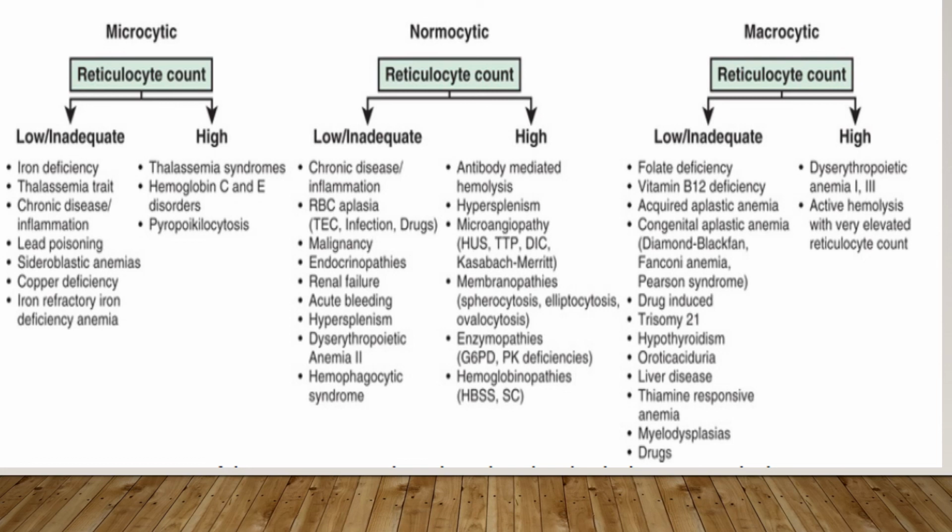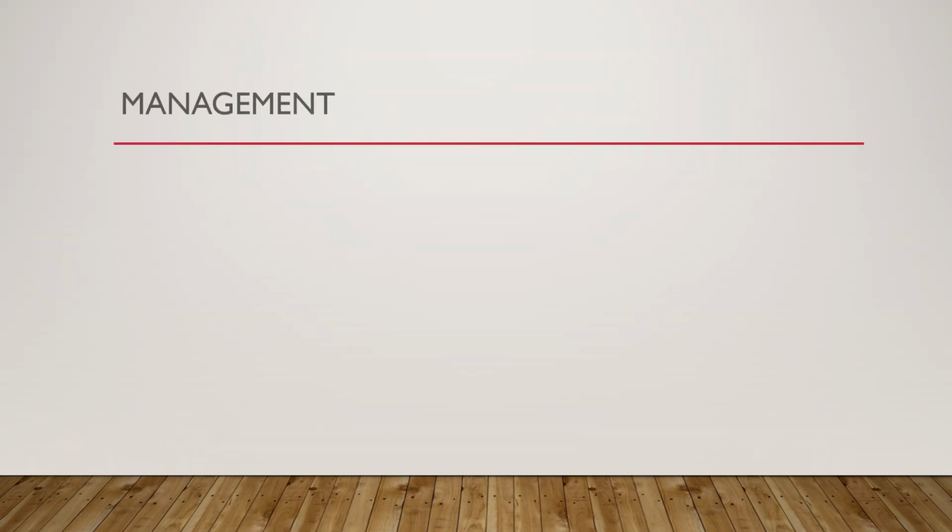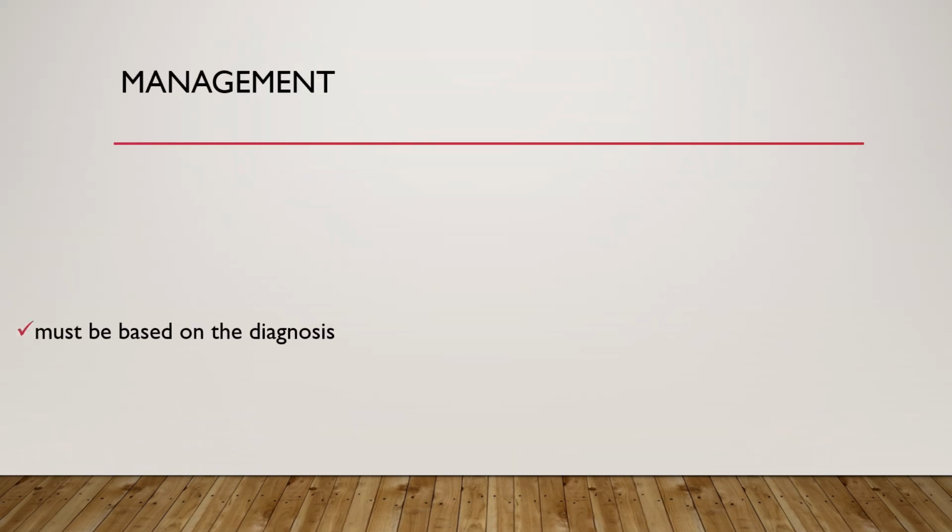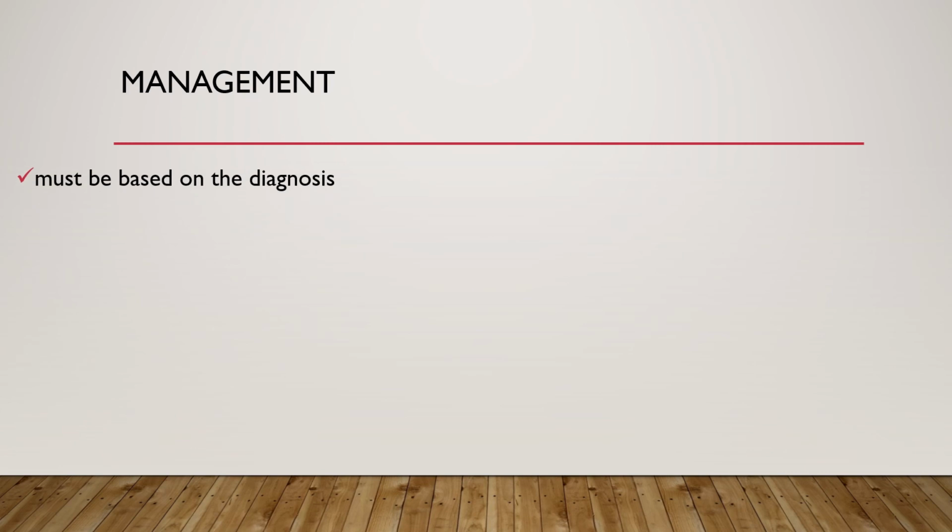For example, high MCV with low retic count includes folate deficiency, B12 deficiency, acquired aplastic anemia, congenital aplastic anemia, and the like. Whereas high MCV with high retic count includes active hemolysis with very elevated retic count or congenital dyserythropoietic anemia type 1.